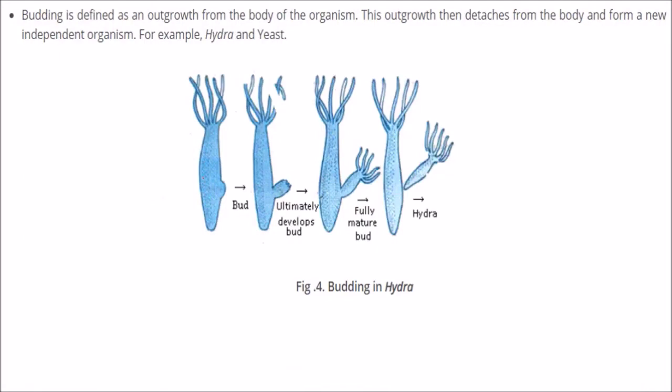Budding. If you see this, this is a hydra. So there is a very small bud. Now this outgrowth, once it's quite mature, comes out. It detaches itself from the main body, and there is a new independent organism being formed. Hydra and yeast reproduce by budding.